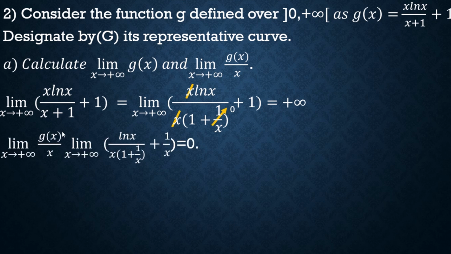Limit g of x over x as x goes to plus infinity. G of x over x, okay, so we simplify by x, so we got ln x over x into 1 plus 1 over x. 1 over x is 0, ln x over x as x goes to plus infinity is 0 because x is faster than ln x, so here 1 over x is 0.